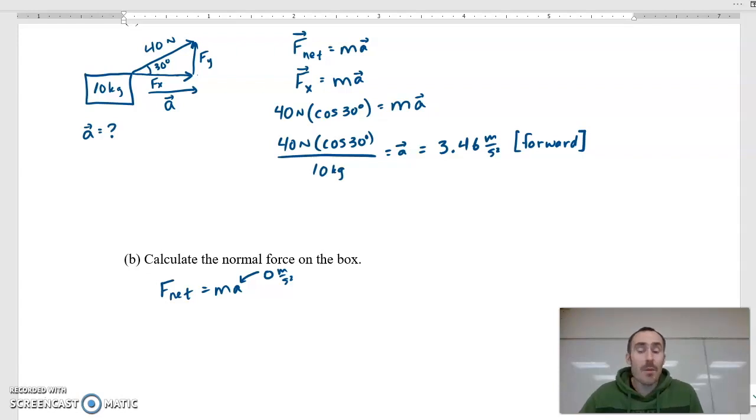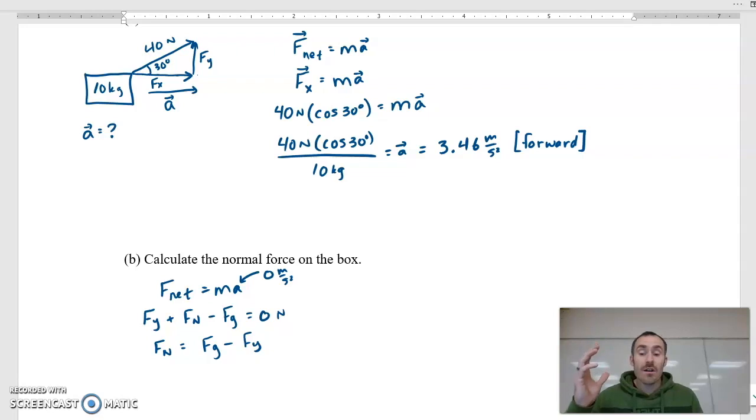So let's just say that up is positive. It doesn't really matter in this case. So we would have Fy plus Fn, the normal force, minus the force of gravity, so I'm inserting the direction of gravity already, equals 0 newtons. And so Fn, what I'm searching for, is equal to Fg minus Fy.